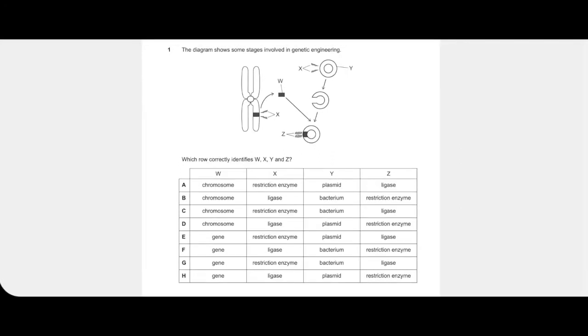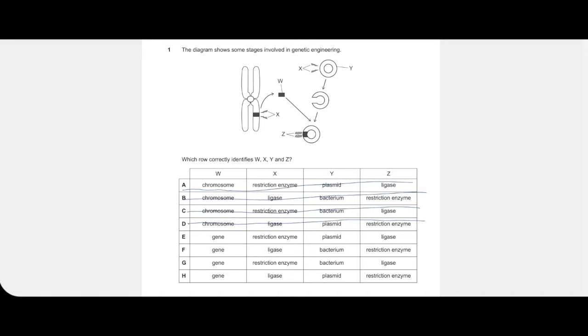So this question can be answered through a process of elimination. Starting off with W. W is a gene, not a chromosome. We want a certain portion of the chromosome cut out so that it could be inserted into the plasmid. So immediately we can eliminate A, B, C, and D.